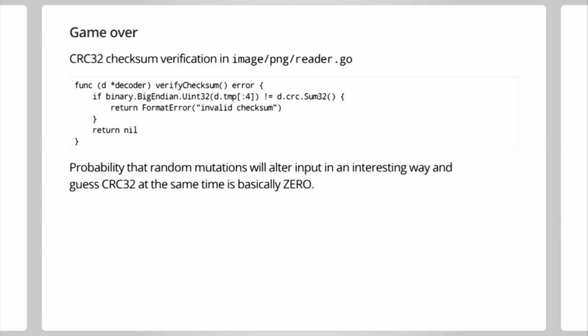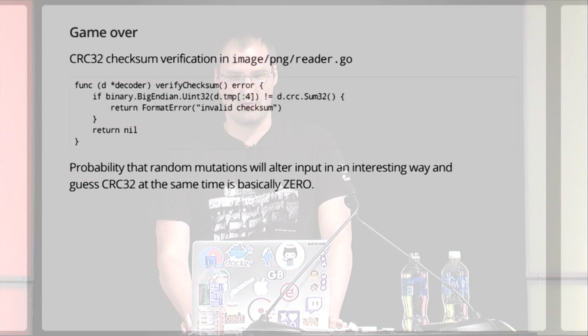This is real code from the image PNG reader, and it does checksum verification. If the checksum in the file is not correct, then we bail out and don't execute the rest, don't do anything with the image. And the probability that random mutations will alter the image itself in an interesting way and also guess the checksum, which is 4 bytes, and also update it in the right position in the input is basically 0. So it won't happen, so this is kind of a game over for the fuzzer.